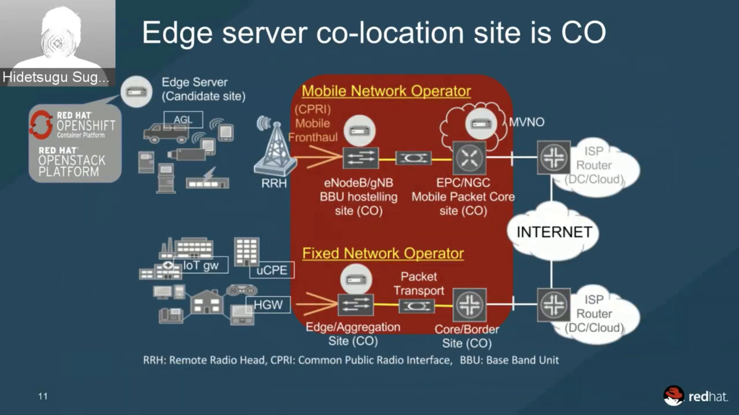This slide shows candidates for the edge computing server collocation site. Mobile network operators can install the edge computing server at the BBU hosting site, and the MVNO site is also available to run edge computing service, but the BBU hosting site is nearest to the customer and the device via 4G wireless. These network operators also can install the edge computing server at the edge aggregation CO site.